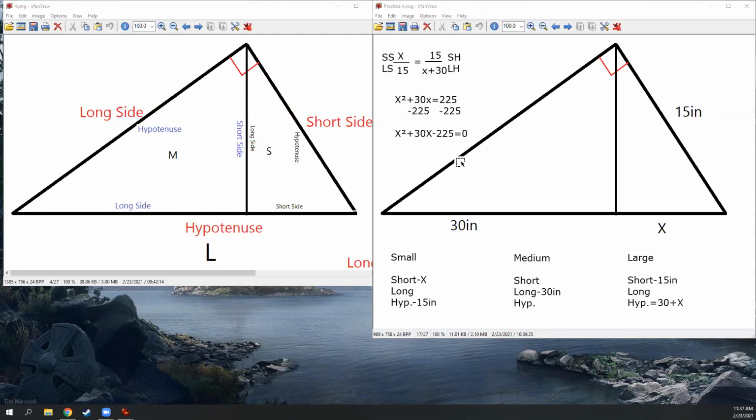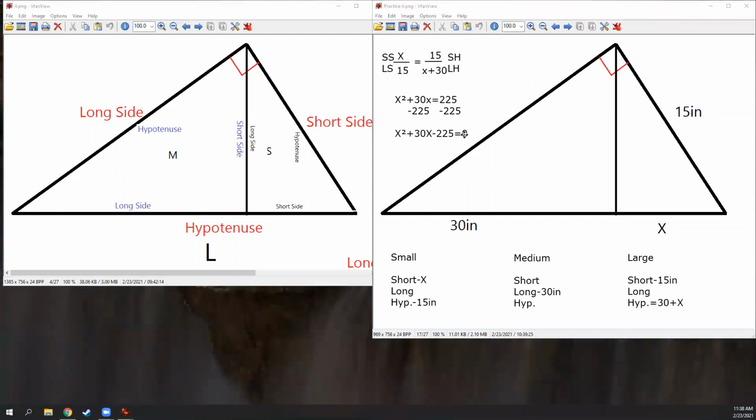So, you run into a question like this, you're not going to have to solve it all the way through. If I put something like this on your quiz, which I don't think I did, but if I did, then this right here would be the answer. X squared plus 30x equals 225. That would be the answer. But if you were curious as to how to solve this, you would get all the way to here, x squared plus 30x minus 225 equals 0, and then you do the quadratic equation, right?